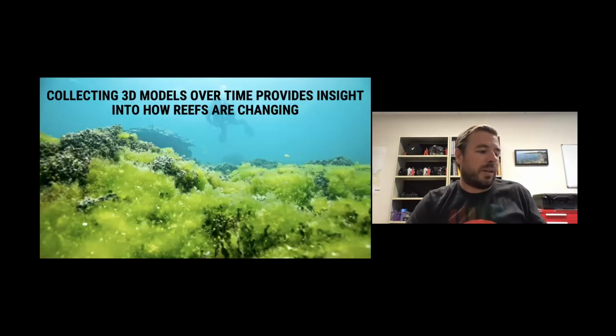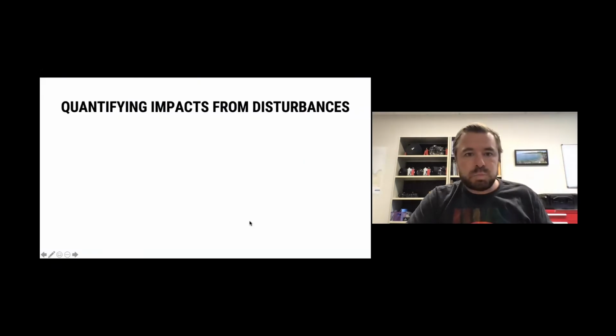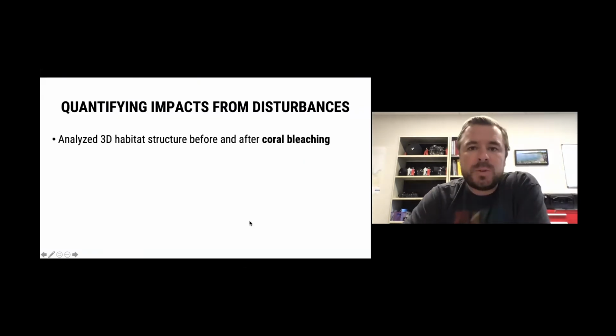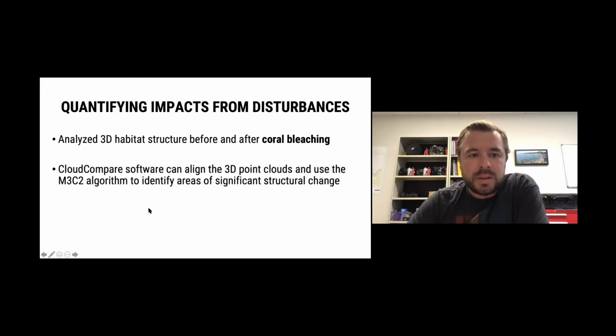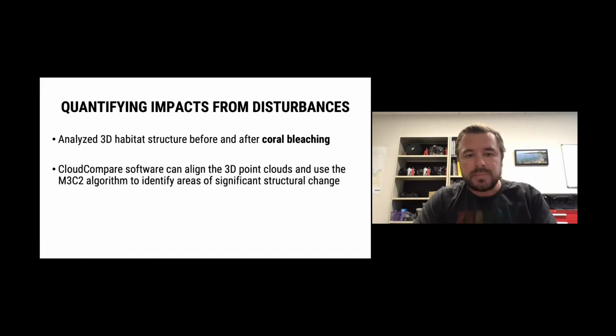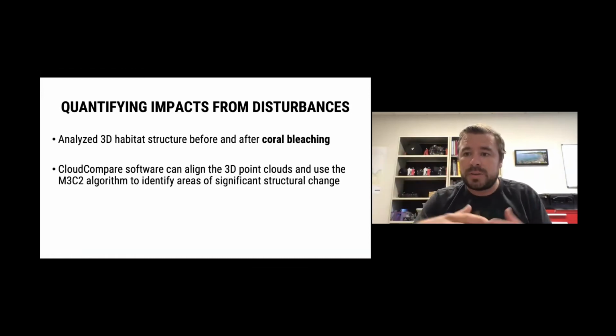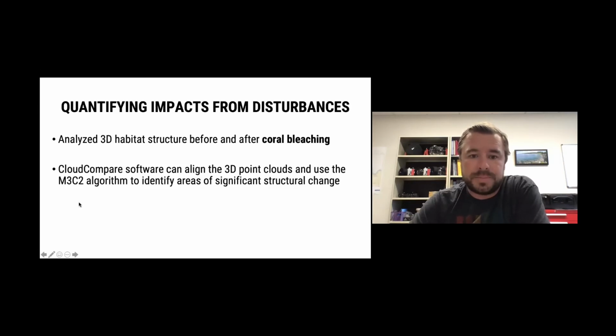So another area of work that we've been focusing on is looking at these models over time to understand how reefs are changing. And so here we've quantified impacts from disturbance by analyzing these metrics of habitat structure before and after events such as coral bleaching. You can use specific data science tools like CloudCompare software that can align the point clouds, like the 3D model I showed you earlier, and then apply specified algorithms to quantify statistically if there's deviations that are meaningful and important in terms of changing that actual habitat structure.